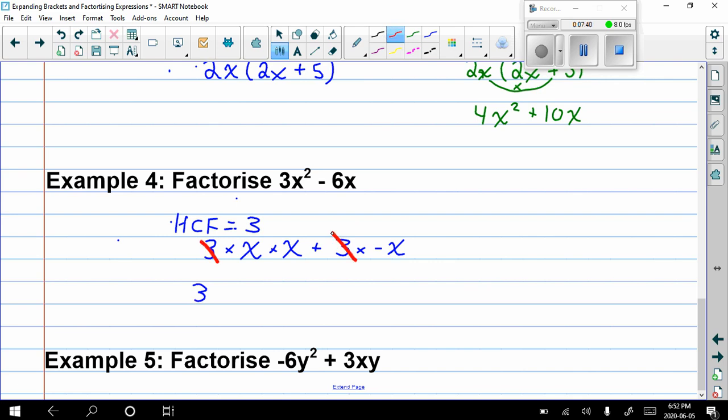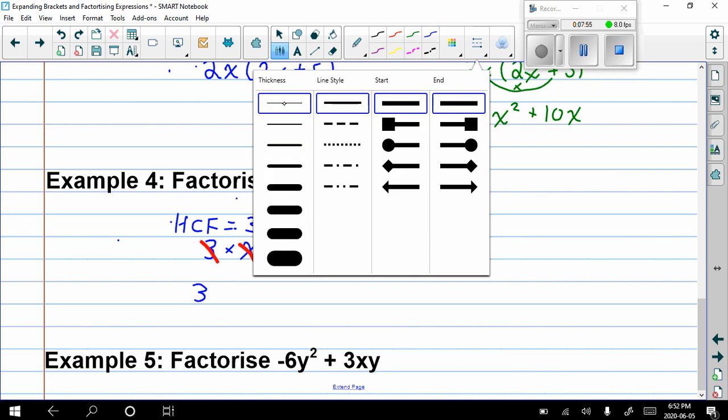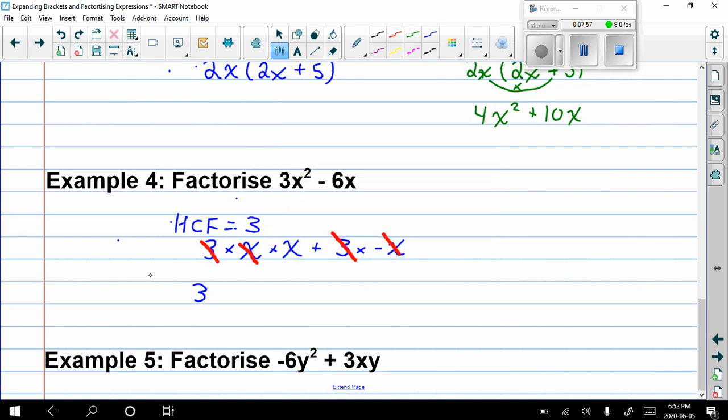Anything else? Well, we have an x over here we can cross out. So let's cross out that. Cross out an x over here. So we have 3 and x. And what are we left on the inside? Well, we're left with x and minus. Oh, what do we minus? Did we make a mistake?